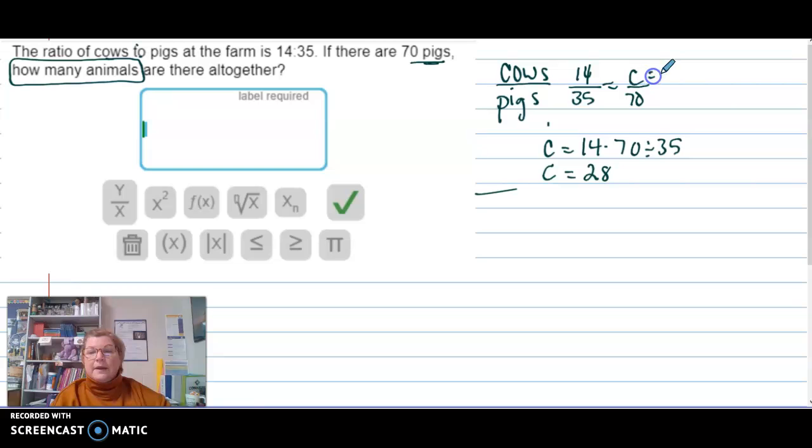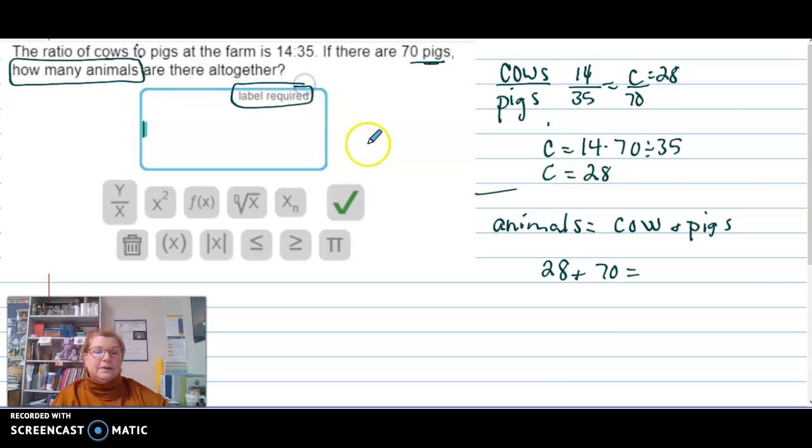So if this value equals 28, to answer the question, the animals equals the cows and the pigs values added together. So you would do 28 plus 70 to get your final answer. And notice, watch for these little gray words in your answer box. A label is required, so you would put 98 animals in the answer box.